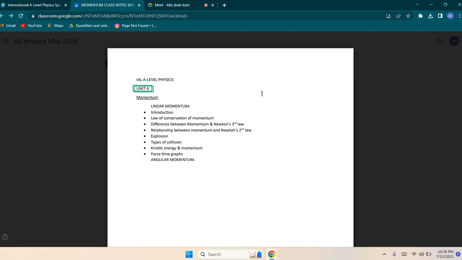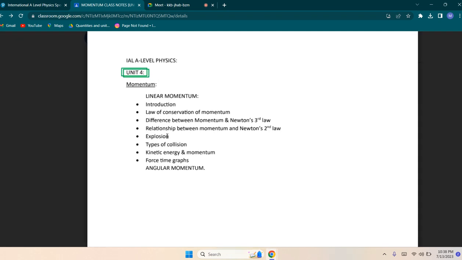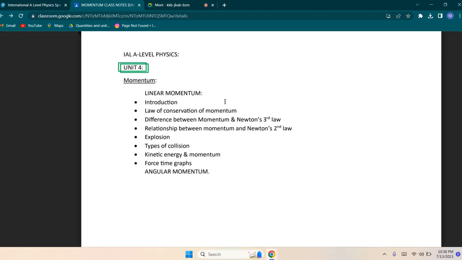So for linear equations, if you focus on this one, I don't know if I can zoom in here. Okay, so if you focus on this one, the momentum is broken down into two subunits, linear momentum and angular momentum. There are obviously a lot of things you can clearly see, like 7 to 8 bullet points under the linear momentum concept. But for angular momentum, that doesn't have anything.